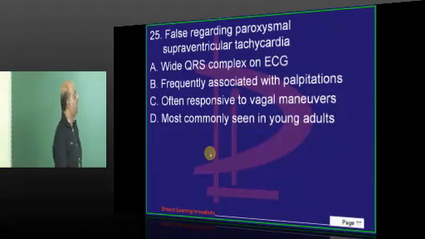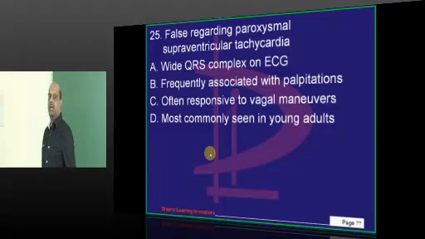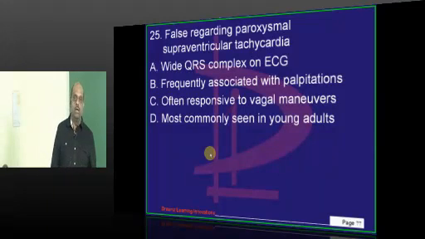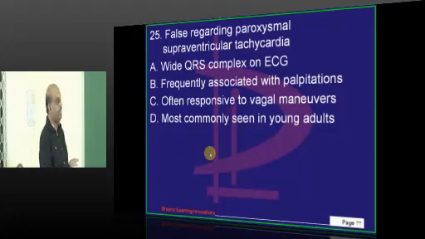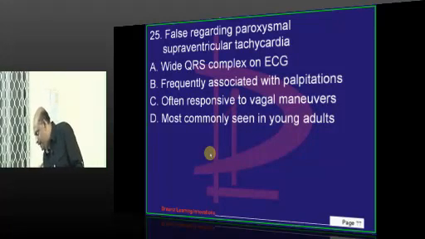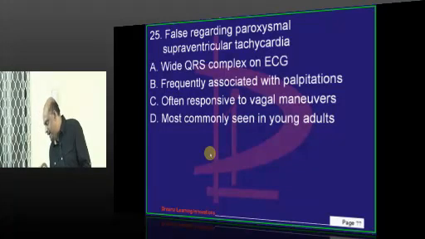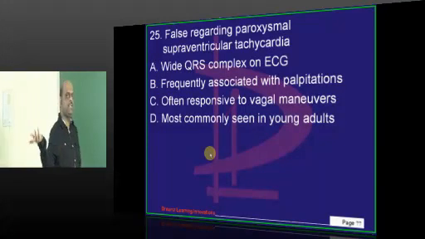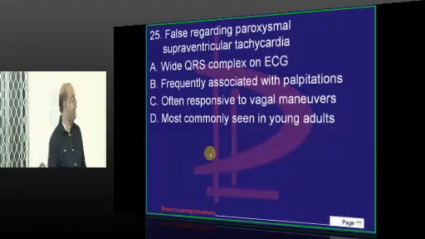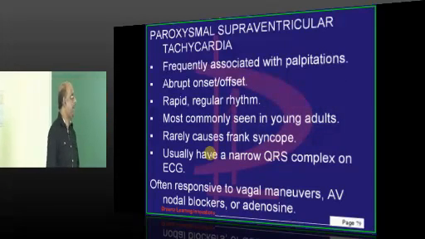That's good. Now you have a PSVT. What is the wrong statement about PSVT? Who will give the correct answer, doctor? Does PSVT lead to palpitations? Vagal maneuvers, will it respond? Is it young or old people? Will it lead to wide or narrow QRS? What is wrong about it? Question number 25. I know most of you have correctly answered. Wide means VT. Narrow means SVT, that's good. Deva is confident about wide QRS complex.